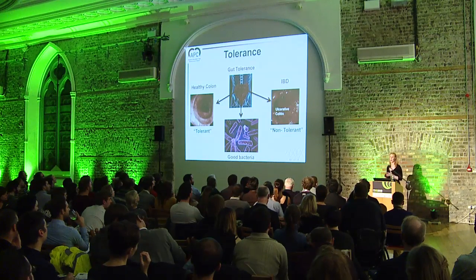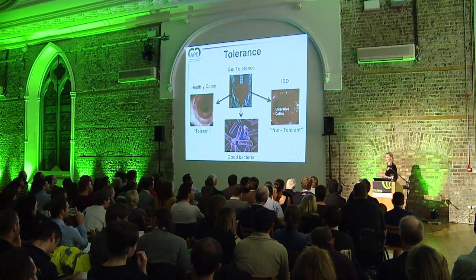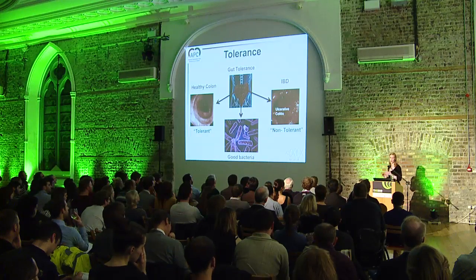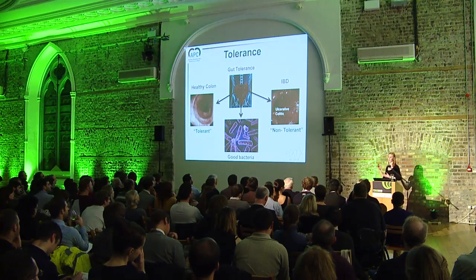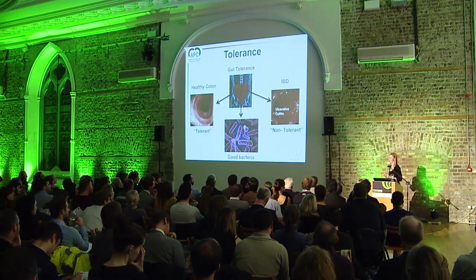So our gut is quite a unique environment where over 100 trillion bacteria live in harmony with us. These are known as our good bacteria, and it is absolutely essential that our immune system does not react against these good bacteria. So essentially, our gut is a tolerant environment.